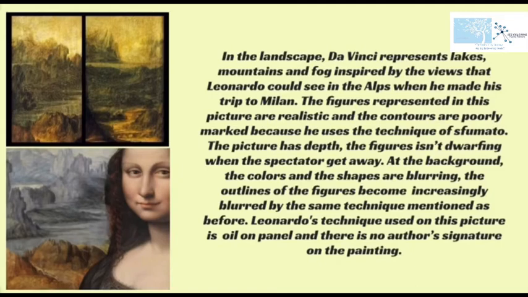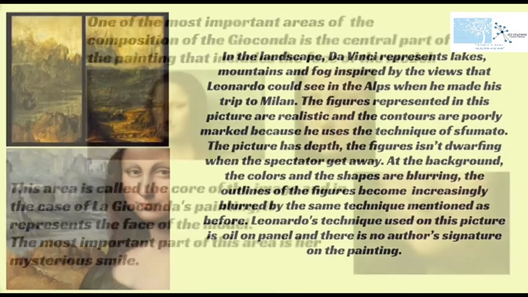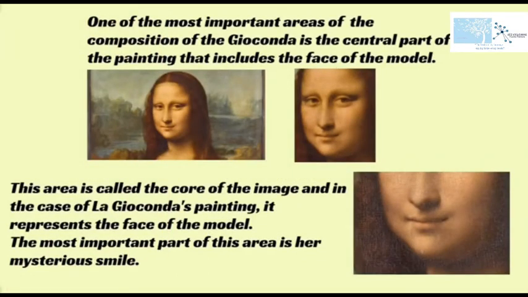Leonardo's technique used on this picture is oil on panel and there is no author's signature on the painting. One of the most important areas of the composition of the Gioconda is the central part of the painting that includes the face of the model.